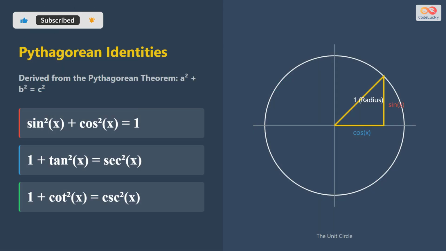The heavy lifters in your toolkit are the Pythagorean identities. The most famous one is sine squared plus cosine squared equals 1. You can rearrange this to say that sine squared equals 1 minus cosine squared. There are two others involving tangent and cotangent. Memorizing these is crucial because they let you swap between squared terms easily.